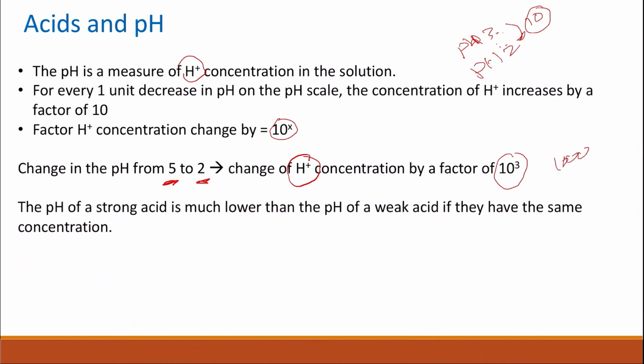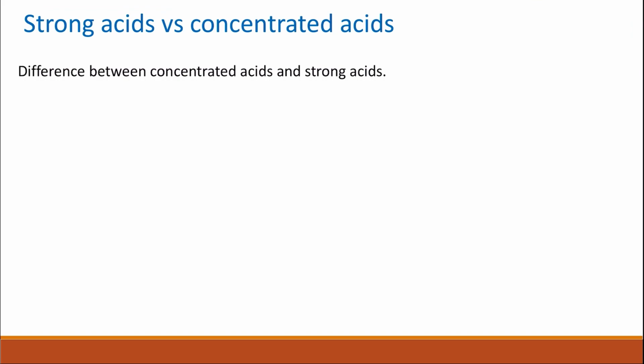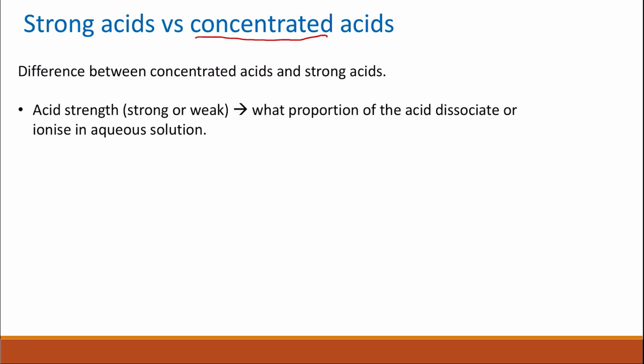The pH of strong acid is much lower than the pH of a weak acid if they both have the same concentration. So focus with me on this sentence, if they have the same concentration, because that will bring us to discuss the difference between strong acid and concentrated acid. Concentration is different from strength. There is something called acid strength, which refers to whether the acid is strong or weak, which refers to the proportion of the acid that dissociates or ionizes in water.